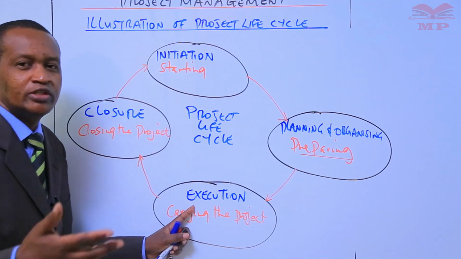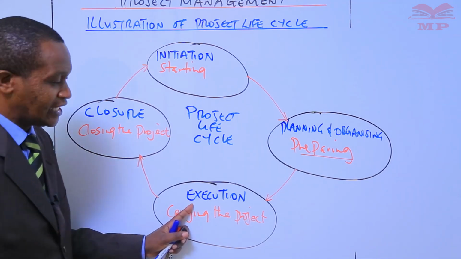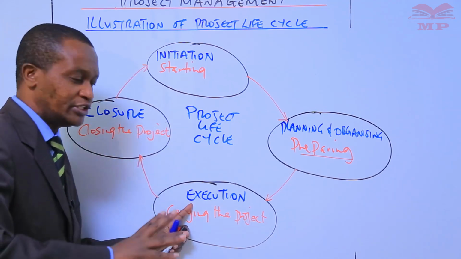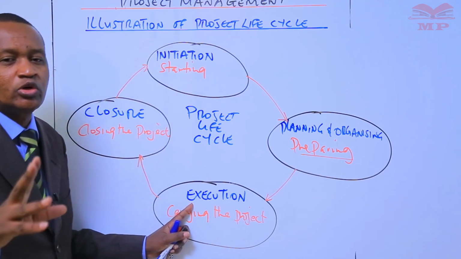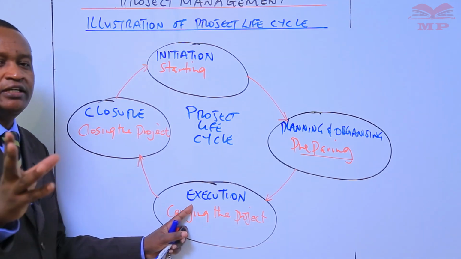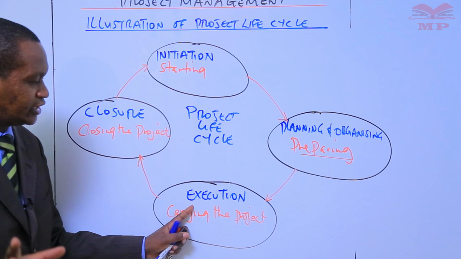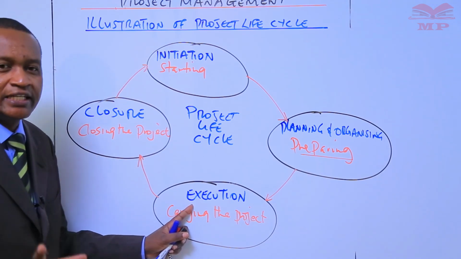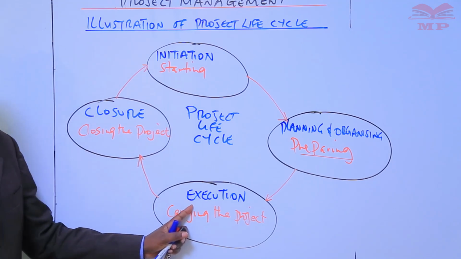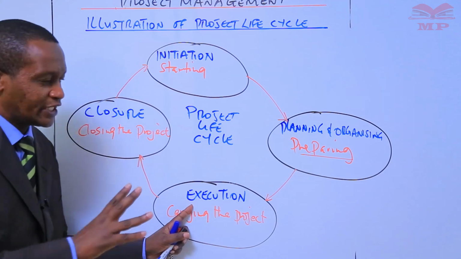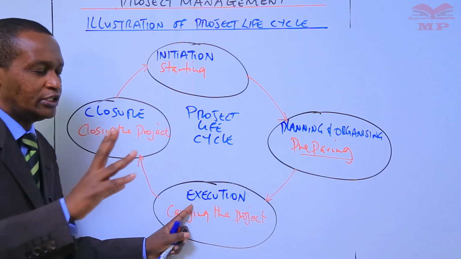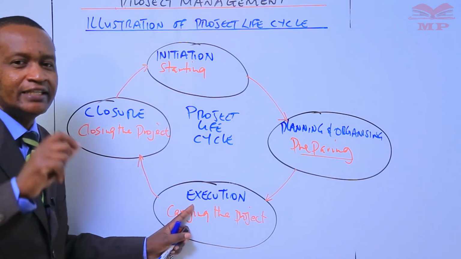And this execution is sometimes carried out hand in hand with what we call project monitoring. Execution is done at the same time there is monitoring and also control. So monitoring and controlling is done hand in hand with the execution. It's combined with the execution because they often occur at the same time. Execution and monitoring and control, they most of the time occur at the same time.